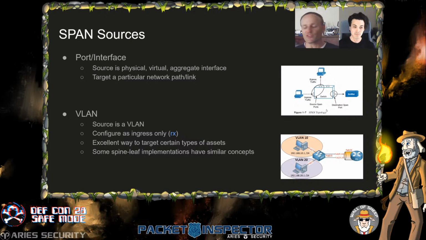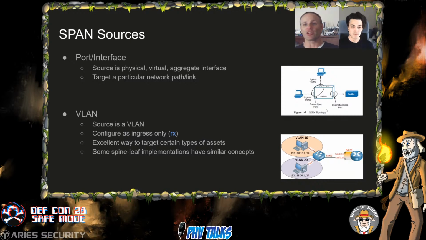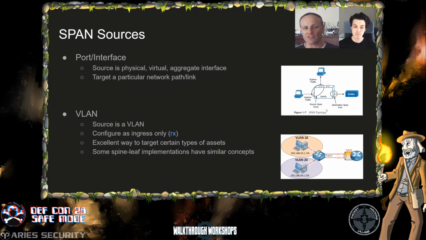And so what's the use case of spanning a particular port? It's usually in a large environment to target a particular network path or link. Now, if you have a very small environment, where you have like one switch, like I have one Cisco switch in my home environment, I just span every port on the switch. That is going to be less common in an enterprise environment. But if you do have a small environment, it's a reasonable approach to just span all the ports.